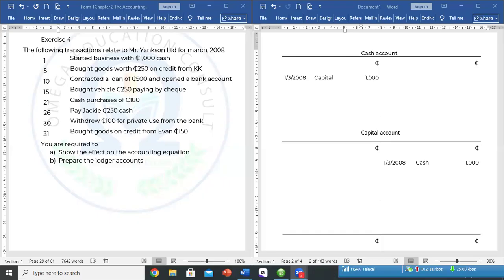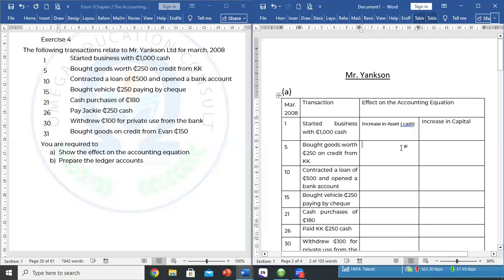Okay. Please, if you have any question on this one, you can ask me. Okay, so now let's go and put in the effect. So the effect will be increase in assets, and this specific asset is stock, right? In place of goods, we use stock. So if you write goods here, you might lose marks. So increase in asset stock, and then increase in liability. And that will be a creditor, right? Because KK becomes a creditor. So creditor, you can add the name KK to it.